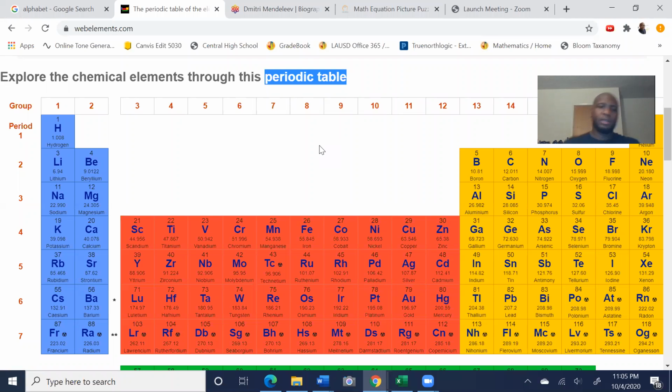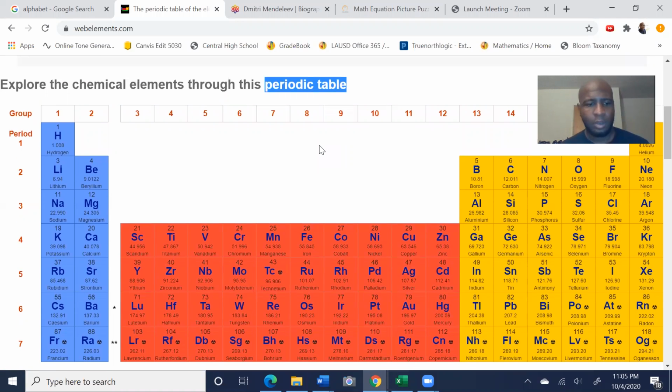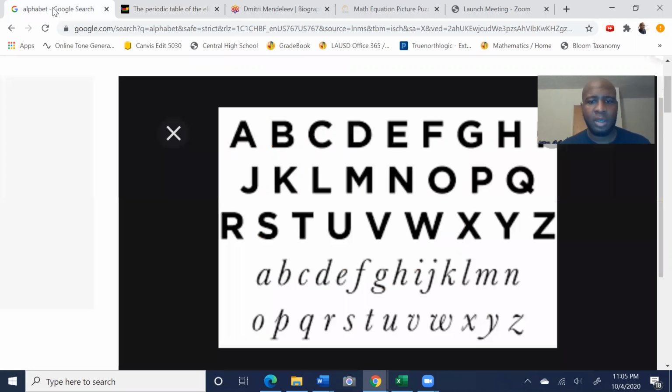We've all seen one of these. This is a periodic table. Now, everybody has their own different comfort levels with periodic tables. When I explain them, one of the analogies I like to use is when I compare it to the alphabet.